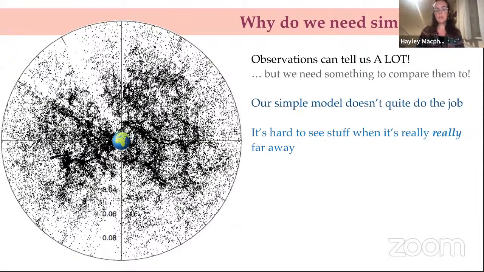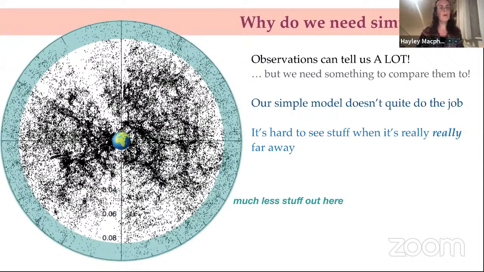And so while our observations are really, really useful, we can't do much with them without having something to compare them to. And also our simplified smooth universe model is okay for a lot of things, but it doesn't quite do the job on its own. So we need more complex models. And for these, we need the help of a computer because the equations are quite tricky. And also, as we can see from this diagram here, we have much fewer points when we look further away. So this is because it's much harder to observe things when they're really, really far away.